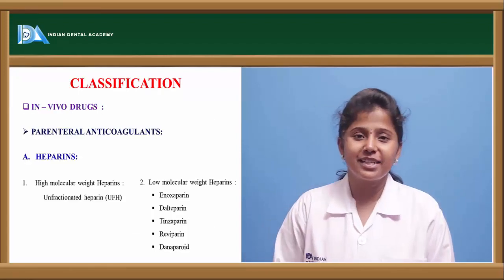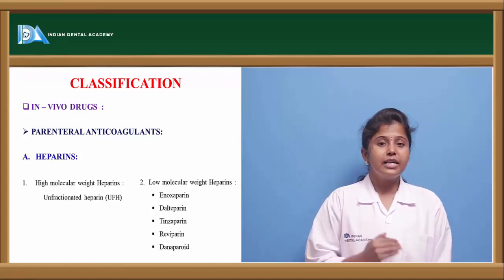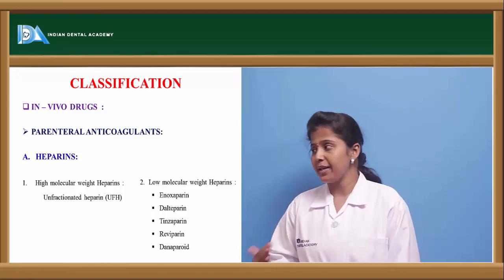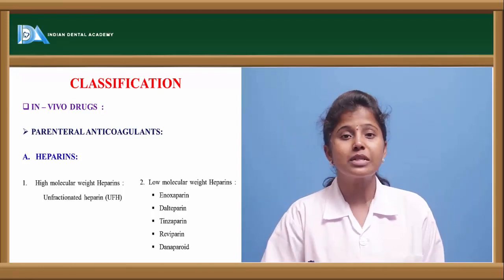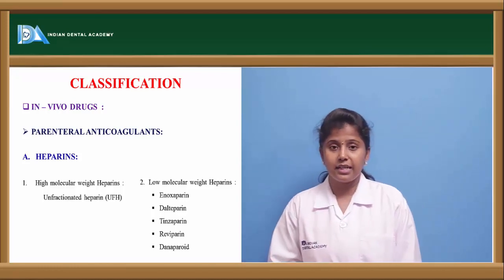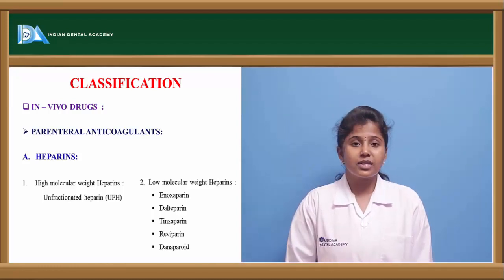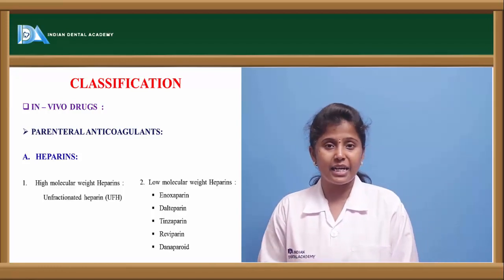Let us see the classification of anticoagulants. These anticoagulants are divided into two types, in vivo as well as in vitro. In vivo are the drugs we give into the body from an external source, and in vitro drugs are the drugs which are naturally synthesized in the body. Here the in vivo drugs are further classified into parenteral anticoagulants and oral anticoagulants.